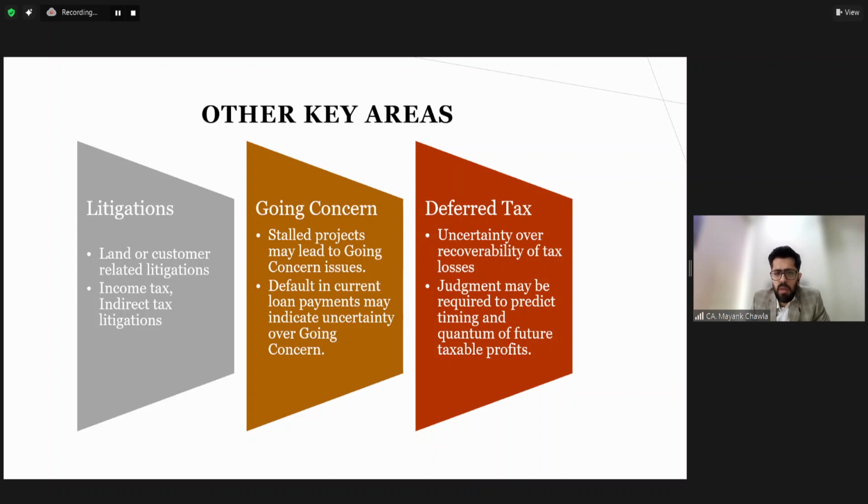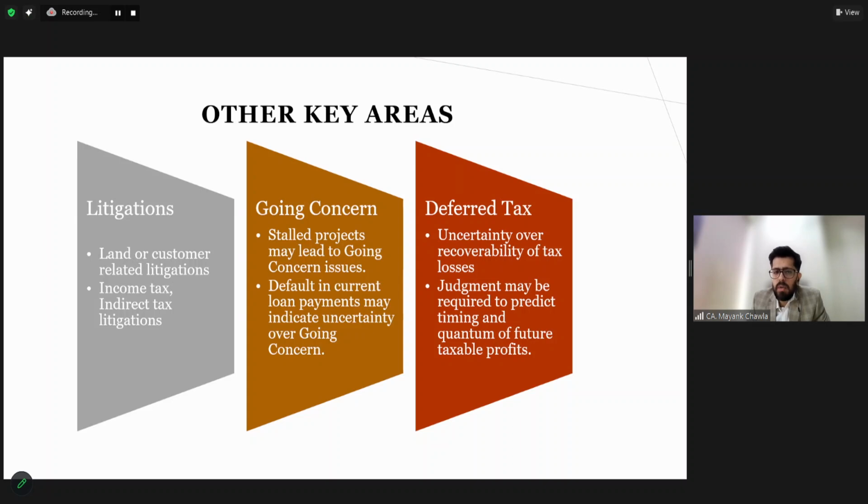Then going concern issue may also be there, because when the projects are stalled, it becomes very difficult to justify the going concern assumption. So it has to be keenly seen in this industry whether going concern is there or not, and certain indicators may be default in the loan repayments, escalation of cost, and these things pose a significant or material uncertainty over the going concern assumption.